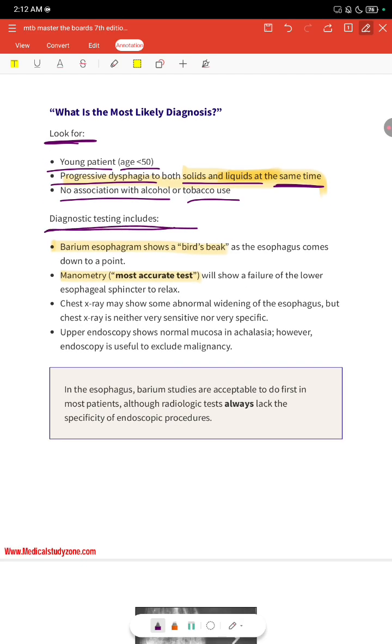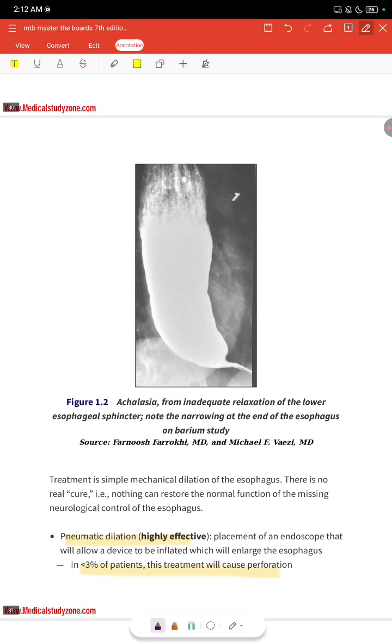Diagnostic testing includes barium esophagram, which will show a bird's beak as the esophagus comes down to a point. Here is the achalasia from inadequate relaxation of the lower esophageal sphincter. Note the narrowing at the end of the esophagus on barium study.